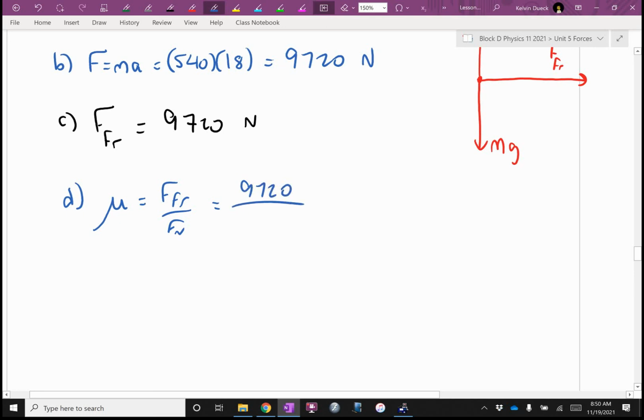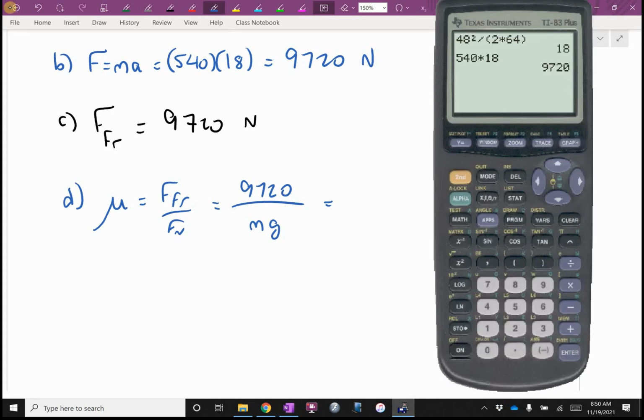I don't know the normal force. But look, I know another force the same size as the normal force. Which one? Did they give me M? Yeah. What was it? 9,000, that. I could have just hit the answer button if I'd been really clever. Divided by bracket M G.